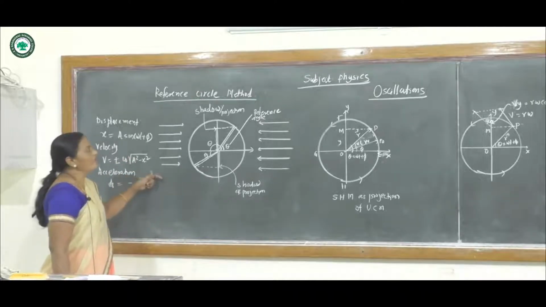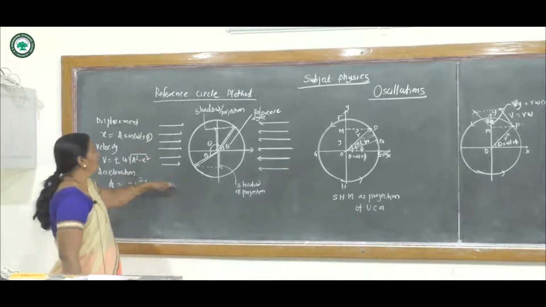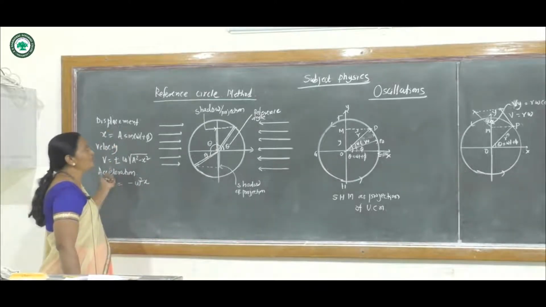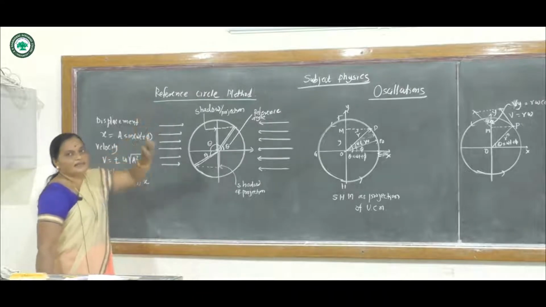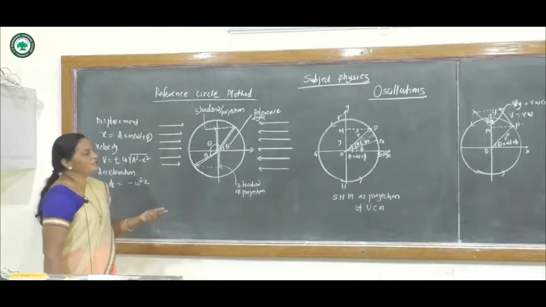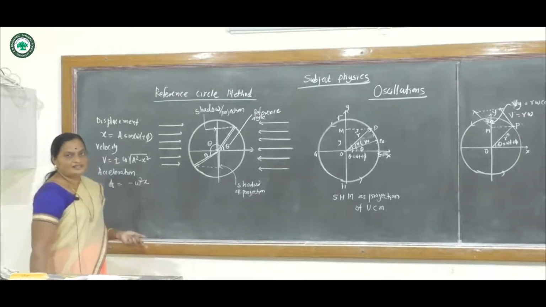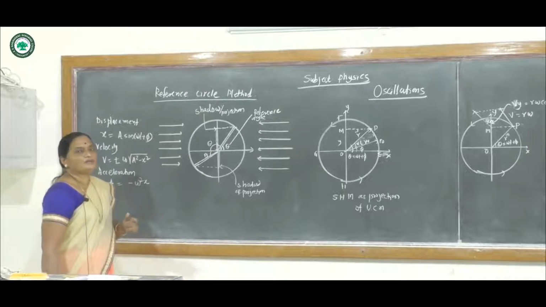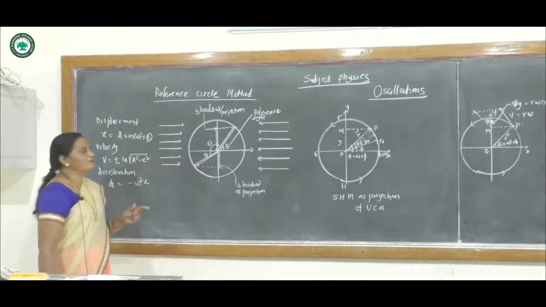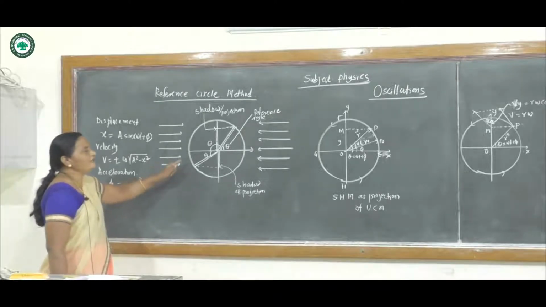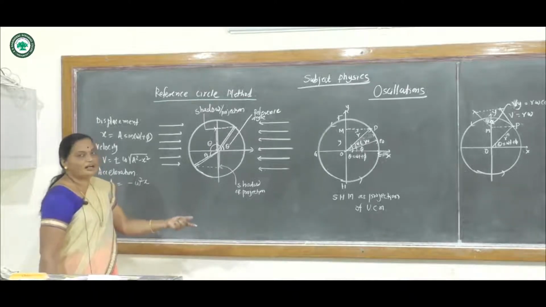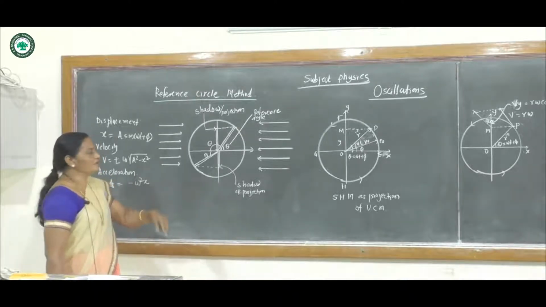Now, in today's lecture we find the values of displacement, velocity and acceleration by the reference circle method, or we can say SHM is the projection of UCM. What is SHM? SHM is simple harmonic motion. What is UCM? UCM is uniform circular motion. Today we see how simple harmonic motion is considered as the projection of uniform circular motion.